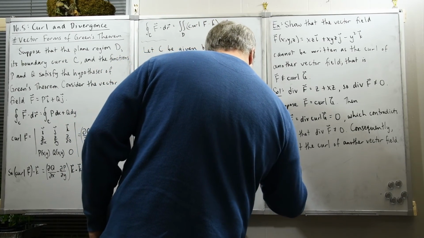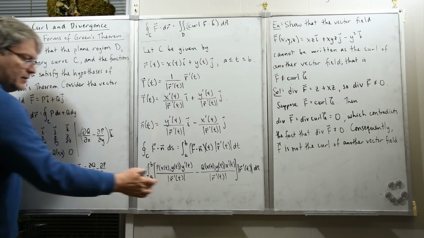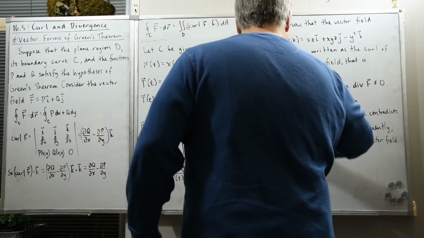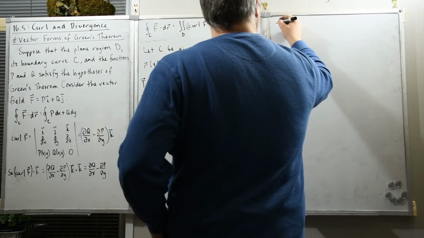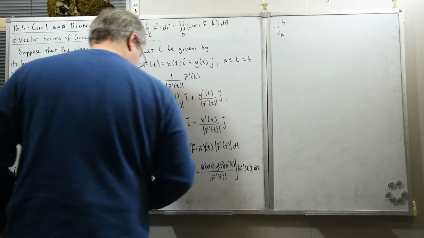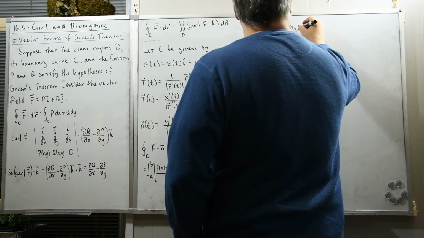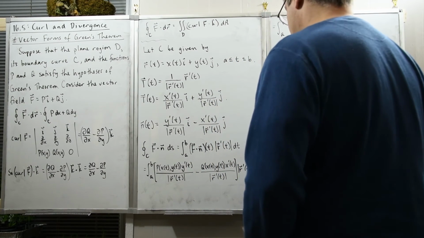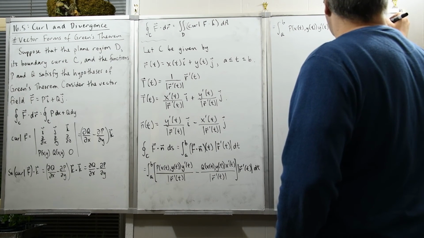And if you take a close look, what you may notice is that the magnitude of r prime of t you have here is going to reduce out with the magnitude of r prime of t's that you see in the denominators here. So as a result, what we're going to get is that this is the integral from a to b. Well, you've got your p of x of t, y of t, y prime of t dt minus q of x of t, y of t times x prime of t dt.